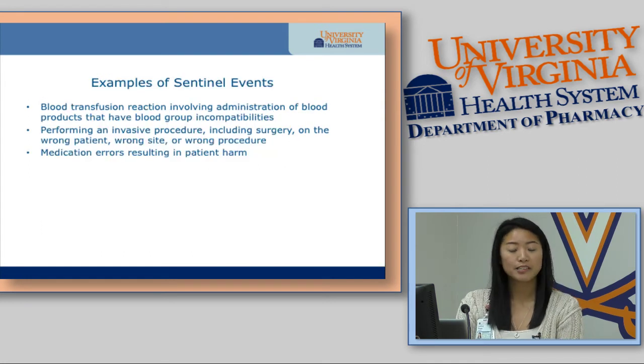Some examples of sentinel events that we see here in the health system are blood transfusion reactions involving administration of blood products that have blood group incompatibilities, or performing an invasive procedure, including surgery, on the wrong patient, the wrong site, or even the wrong procedure. And something that we commonly see in pharmacy is medication errors resulting in patient harm.